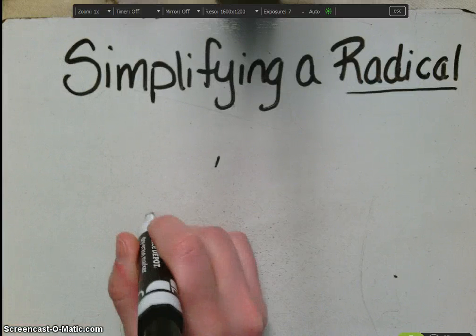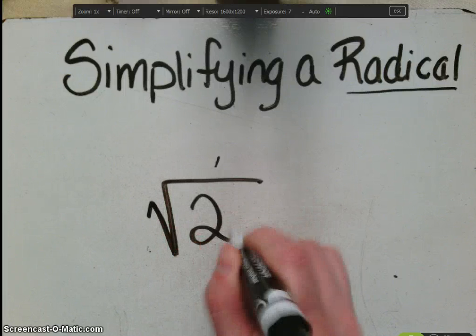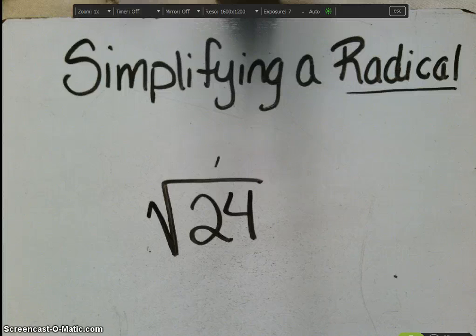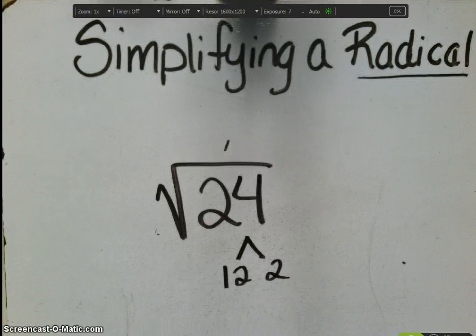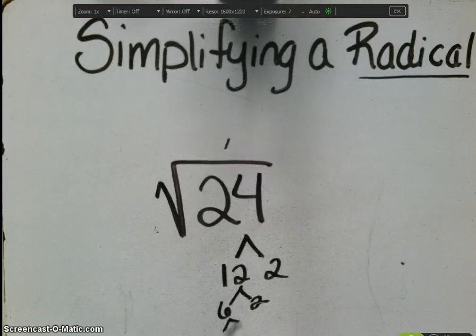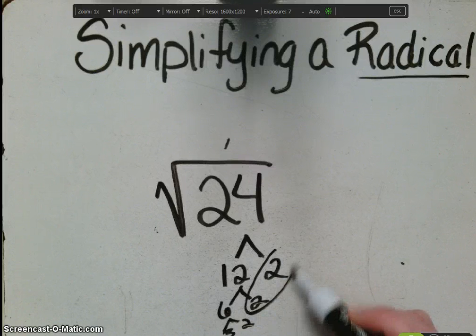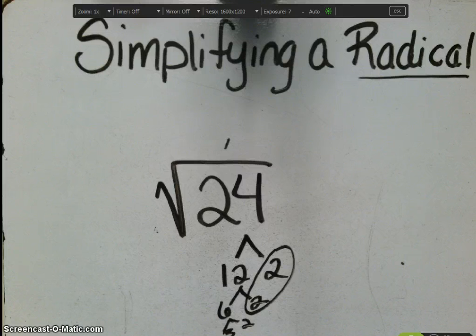Let's say we have the radical 24. So 24 is not a perfect square, but it does contain a perfect square. If you break down 24, you know it's 12 times 2. You know 12 is 6 times 2. And you know 6 is 3 times 2. Right here I see a pair of 2's, which means 2 times 2 is 4. There's our perfect square that is contained in 24.